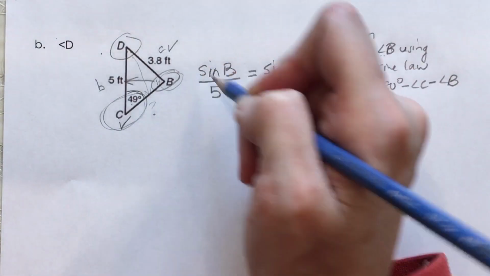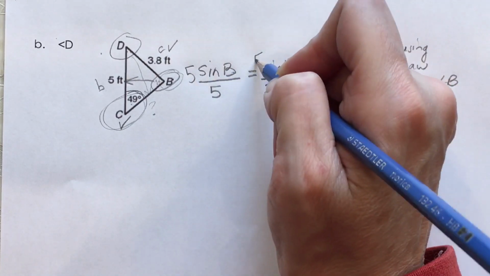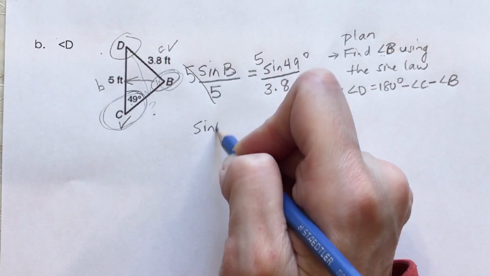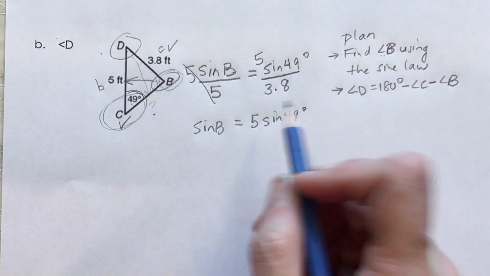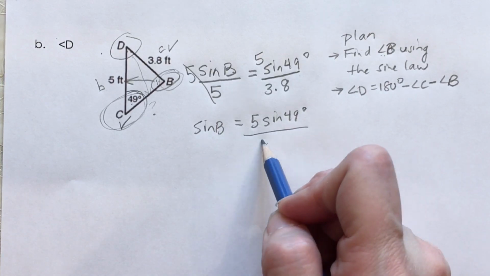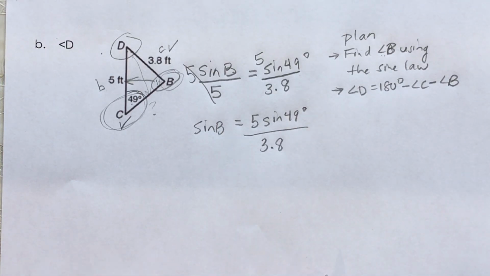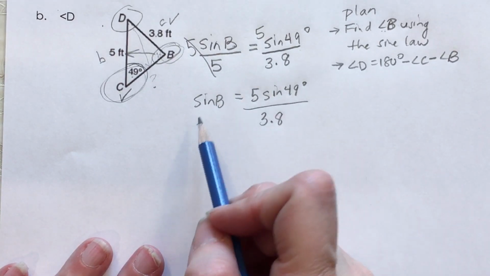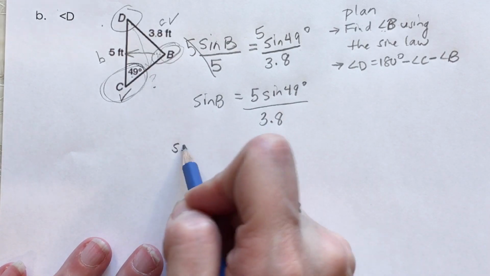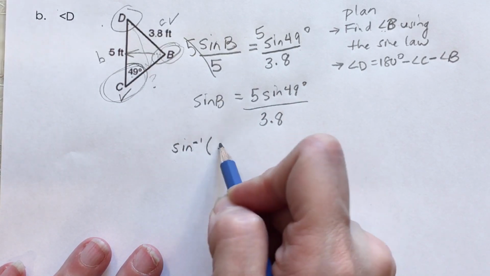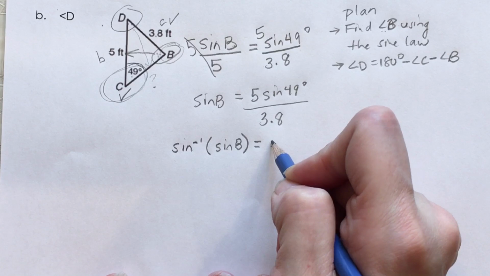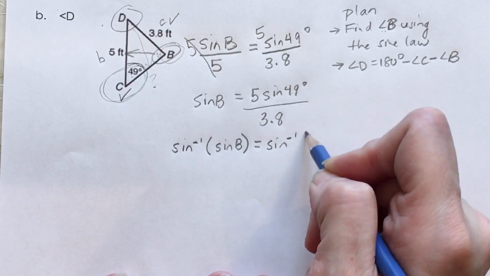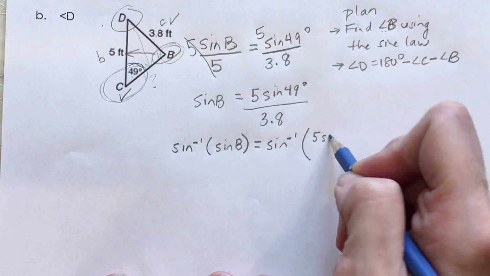So we can multiply both sides by 5 to get the sine of B by itself. So the sine of angle B is going to be 5 times the sine of 49 degrees divided by 3.8. But they definitely do not want to know the sine of angle B. They want to know angle B. So again, to undo sine, we do this special inverse function, sine inverse. You'll see that it's a button on your calculator. Usually it's above the sine button. So if we take the sine inverse of one side, we have to take the sine inverse of the other side.